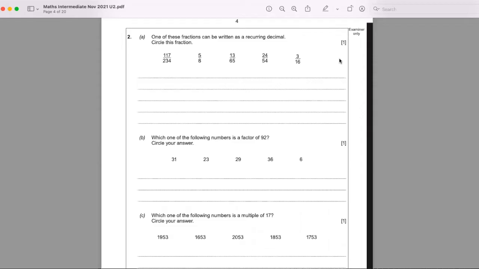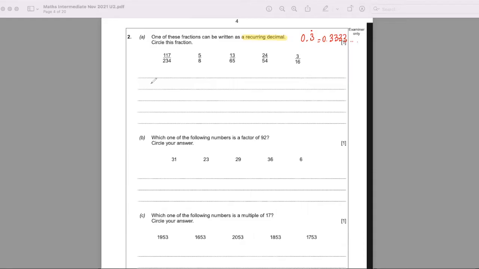Question 2. A. One of these fractions can be written as a recurring decimal. Circle your answer. So this is a multiple choice question, but you need to be able to work out each of the fractions and then see which one is a recurring decimal. A recurring decimal is a decimal where you've got a digit that's repeating itself and it never stops. For example, 0.3 recurring with a dot on top would be 0.3333, and it goes on forever.